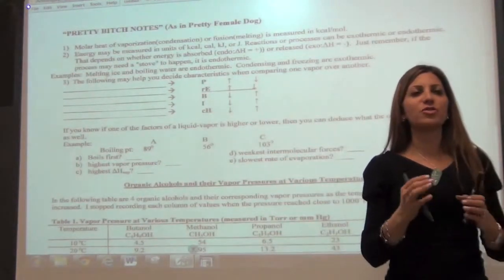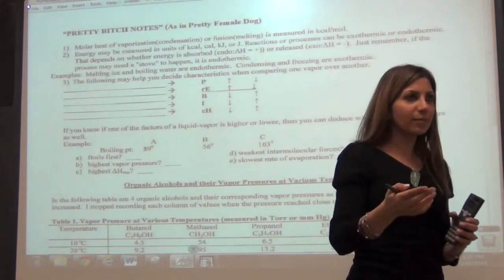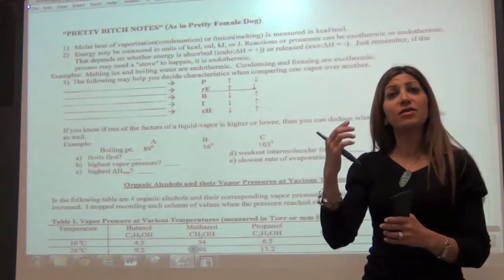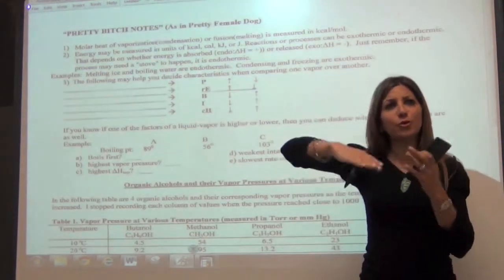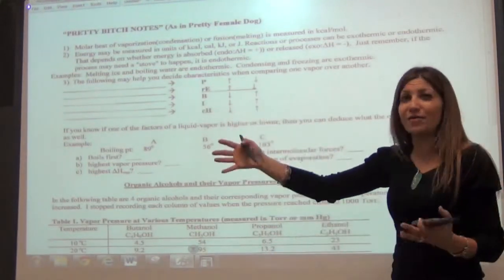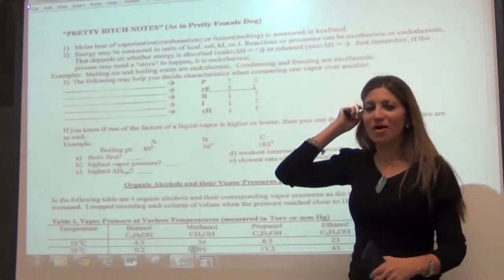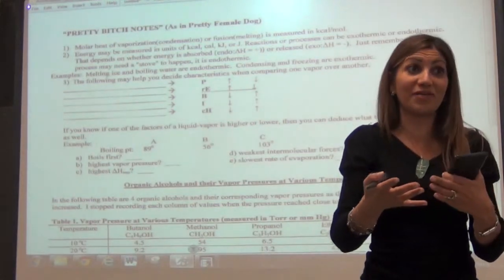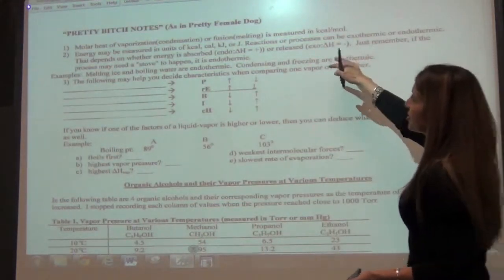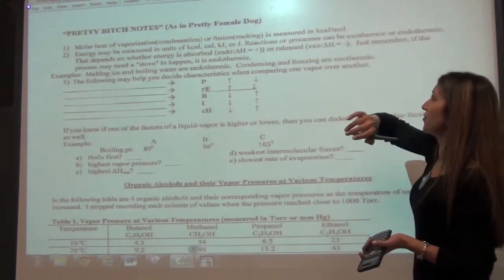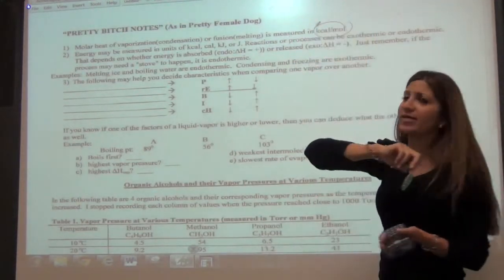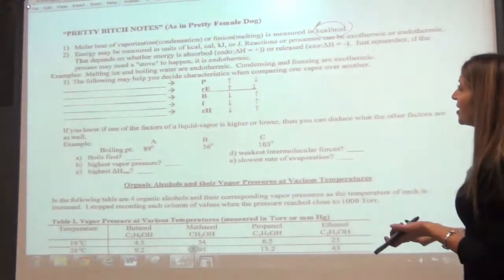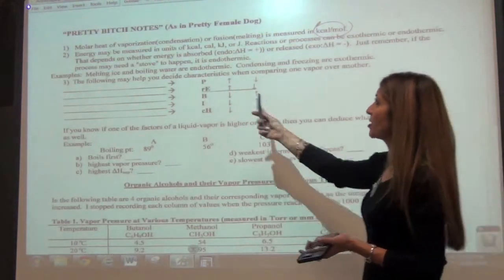with a way to be able to relate vapor pressure, boiling point, the rate of evaporation, the delta H vap, and IMFs, all to each other. And that was the arrangement of the letters that was actually the easiest one to remember, okay? So first, it just says that molar heat of vaporization or fusion is typically measured in kcals per mole, okay? And the second thing is energy can be measured in any of these.